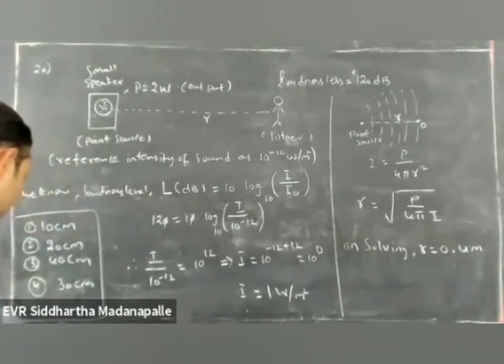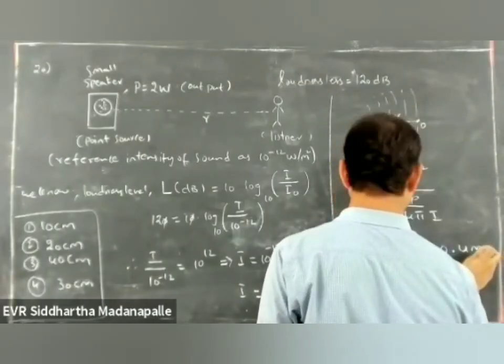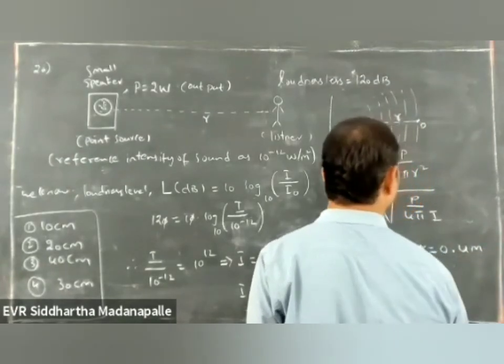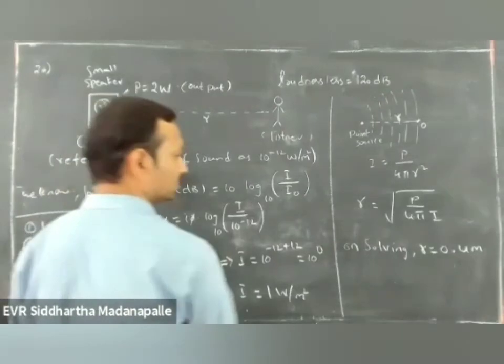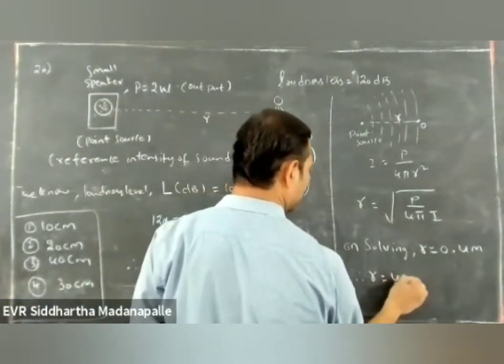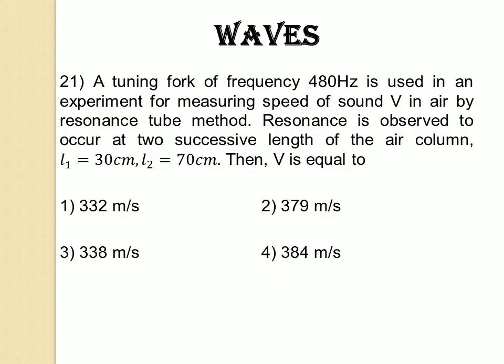సో 0.4 meter ని సెంటీమీటర్ లో కన్వర్ట్ చేస్తే 40 వస్తుంది కదా. 0.4 ని 100 తో గుణించాలి కదా. 0.4 correct. Therefore R is equal to 40 centimeter. Correct है ना? Okay.